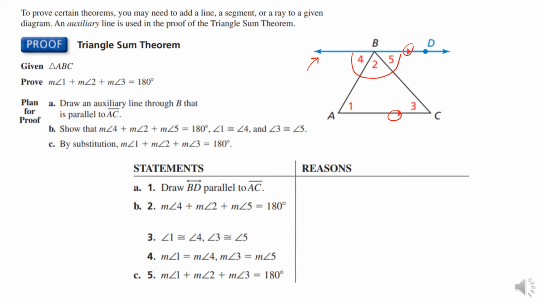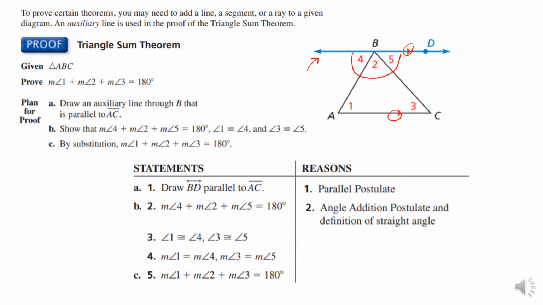Okay? So here's the steps. We're going to draw this by the parallel postulate, so I can create one. Then we're going to say that angle 4 plus angle 2 plus angle 5 equals 180, and they use the angle addition postulate and the definition of a straight angle. So they added 3 angles together to create the straight angle of BD. Okay? And they equal 180.